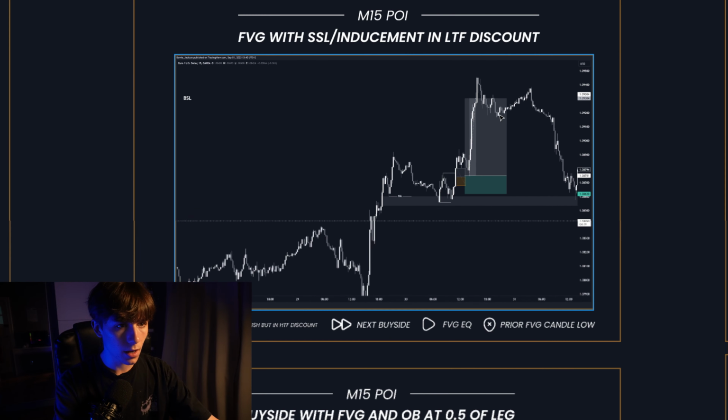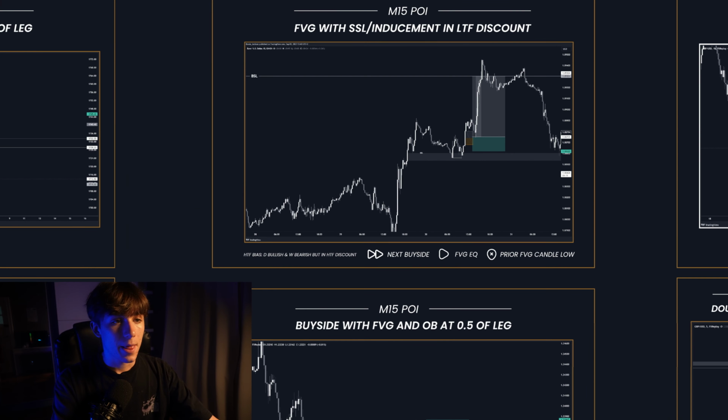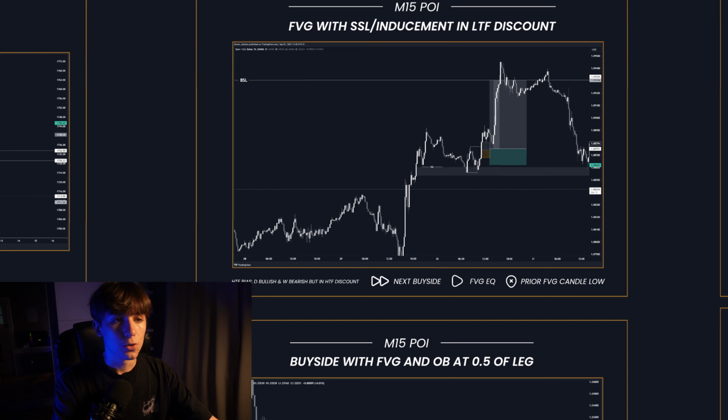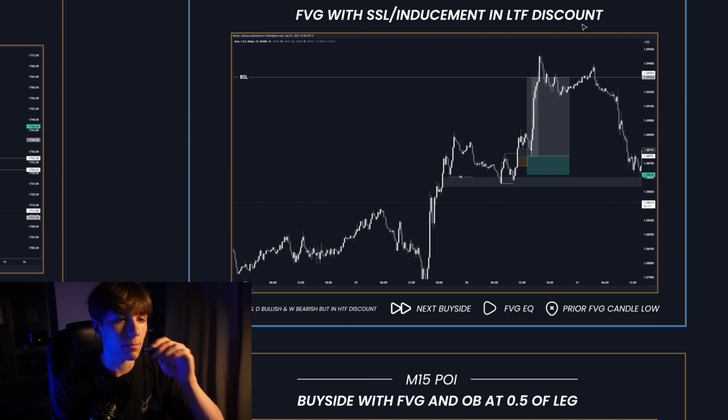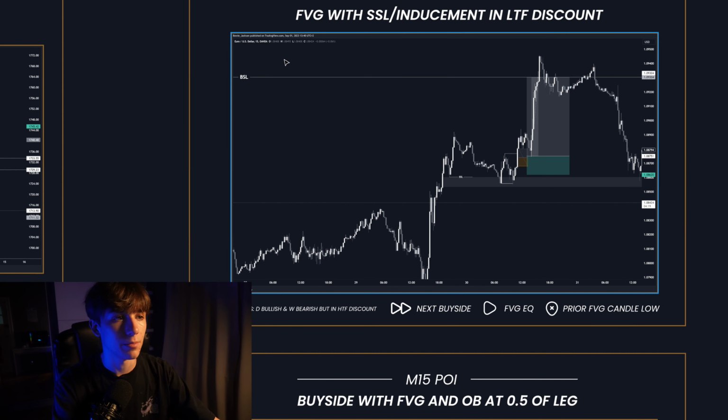So let's go towards this. This is a trade that I didn't take, but my mentor Guru took, and it is an absolute A plus setup for my strategy. So basically what I do here is I write down the time frame for the setup, for the picture right here. It's a minute 15 in this case, and then I write down on the top also the confluences for my setup. So this is basically my point of interest. So in this case it was a fair value gap with sell side inducement in low time frame discount. So minute 15 on Euro USD.